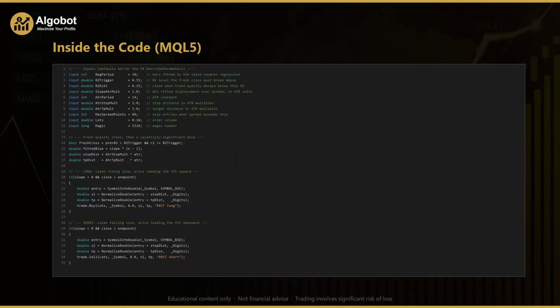Below the inputs, the fresh cross flag is true only when the previous R-squared was below the threshold and the current one is at or above it. The fitted rise is the slope multiplied by the window span, and the stop and target distances are simply ATR multiplied by their multipliers. Now the two signal blocks, and notice they are exact mirrors.